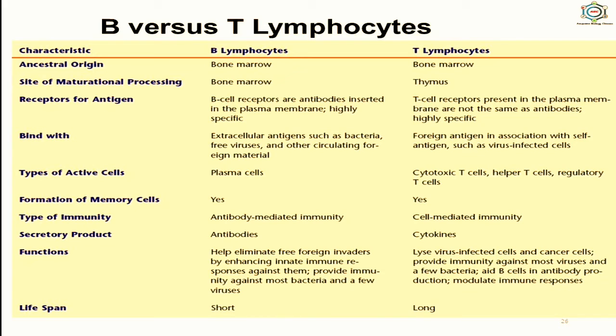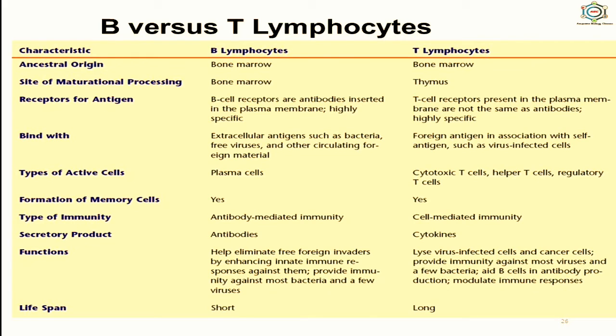In case of B lymphocyte, the type of active cell is plasma cell, while in case of T lymphocyte, the type of active cell is cytotoxic T cells, helper T cells, regulatory T cells. In B lymphocytes, the formation of memory cell occurs. In case of T lymphocytes also occurs. In B lymphocytes, the type of immunity is antibody mediated immunity, while the T lymphocyte type of immunity is cell mediated immunity. In B lymphocytes, the secretory product is antibodies, while in the T lymphocytes, secretory products are cytokines.